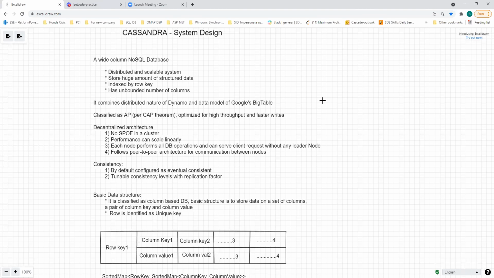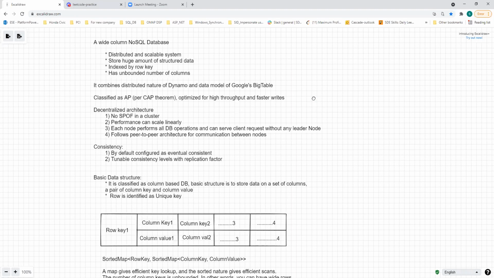As a general background, it combines the distributed nature of Dynamo and also the data model of Google's Bigtable. I am not aware of what the data model of Google's Bigtable is, but it should be something like a column-based data store. When we come to that point, we'll discuss it later. Cassandra was developed by Facebook for their inbox search feature or something like that. Then it was given to open source, and now it is an open source project, right?